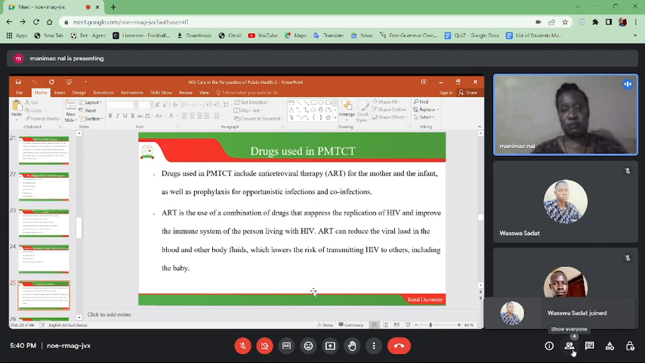of a person living with HIV. So ART can also help to reduce the viral load in the blood as well as other body fluids, which lowers the risk of a mother transmitting HIV to others, including their babies as well.